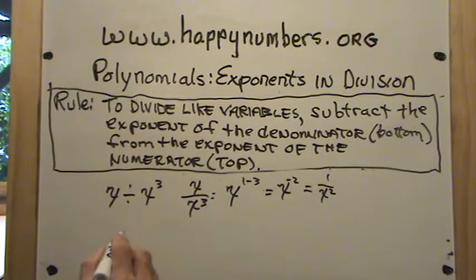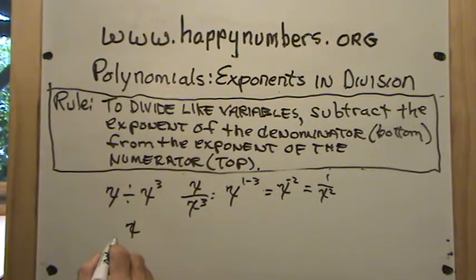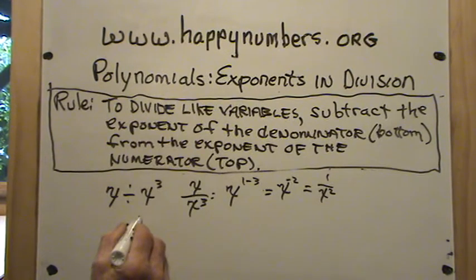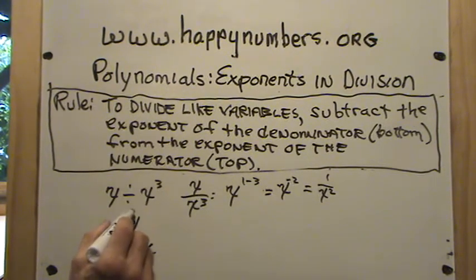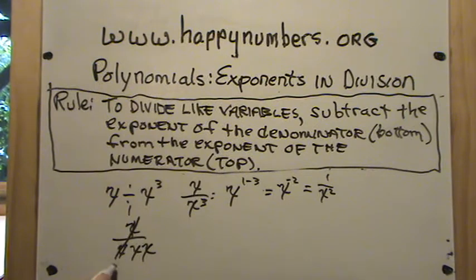And here's why. x divided by x times x times x. If we cancel this out, x goes into x one time, x goes into x one time, and we multiply, so we have 1 over x times x, which is x to the second power.